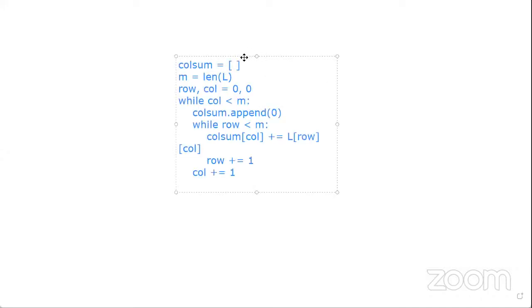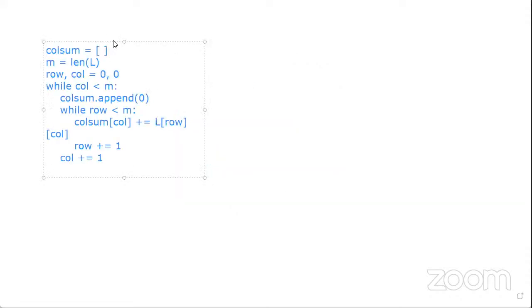So this is the code, right? What's going to happen is initially, let's say my matrix is 1, 2, 3, and then 4, 5, 6, 7, 8, 9. This is my matrix.